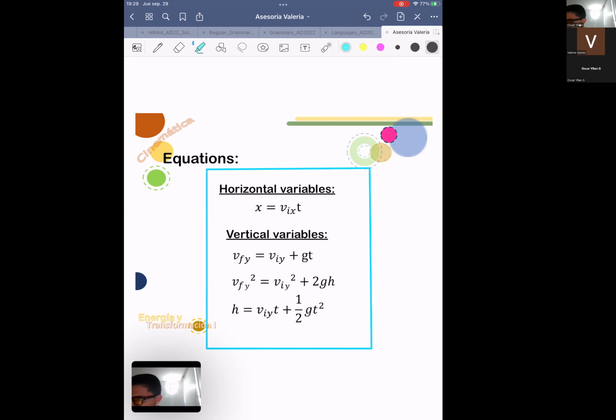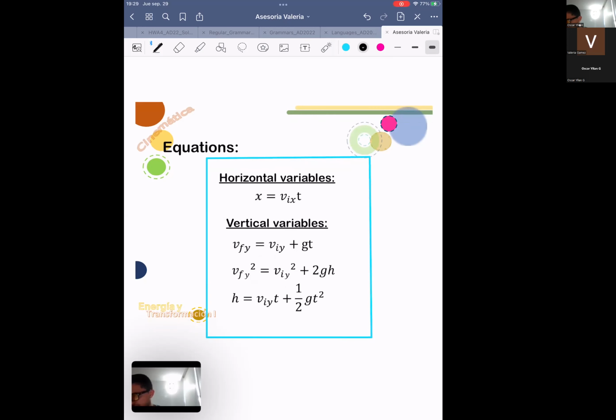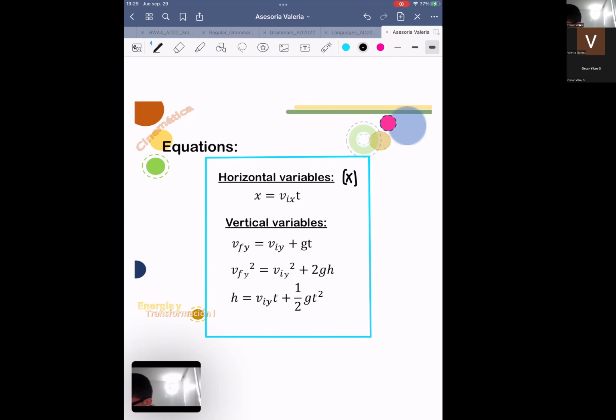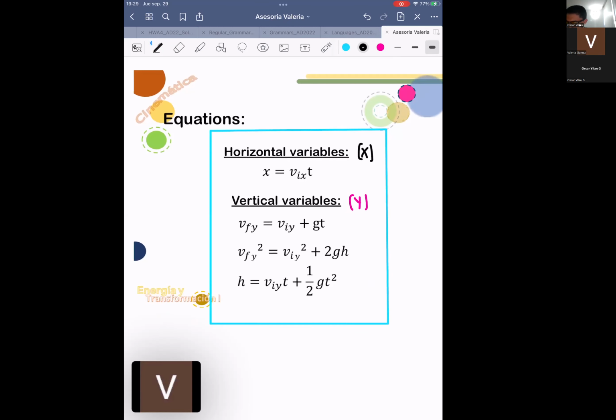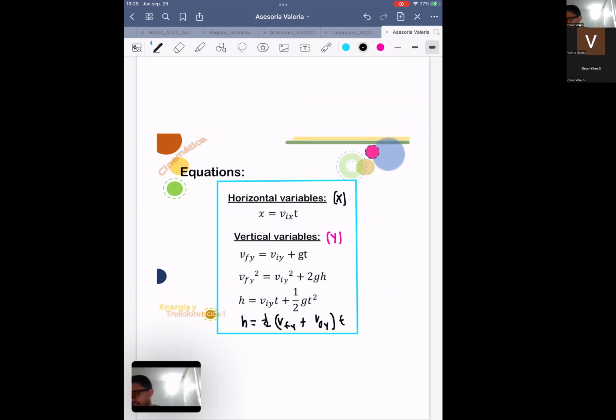Okay, basically, we are going to have these formulas. These formulas, this horizontal are for X, and these vertical are for Y, right? Also, we have one that is not included here, but I'm going to put it here: velocity final Y equals velocity initial Y plus acceleration times time, right? We are going to use these formulas for analyzing this.